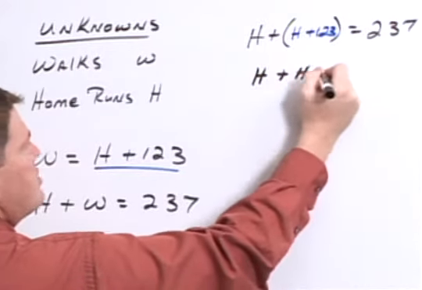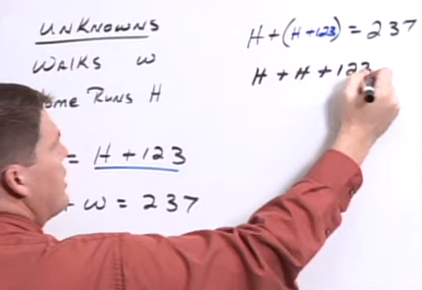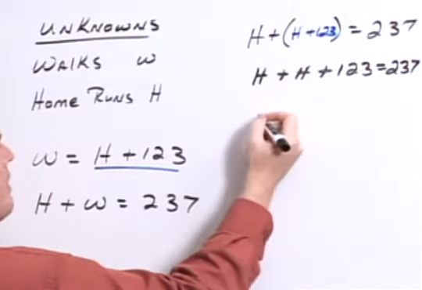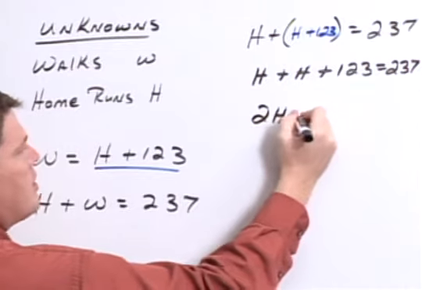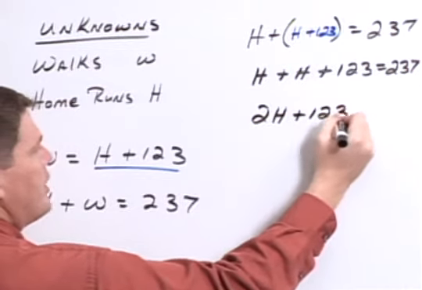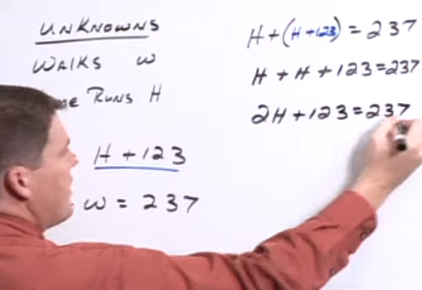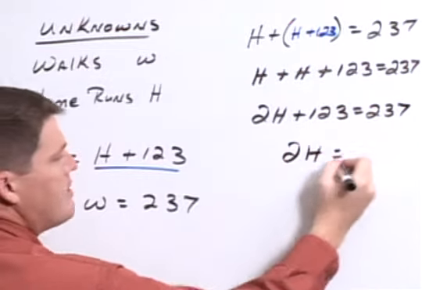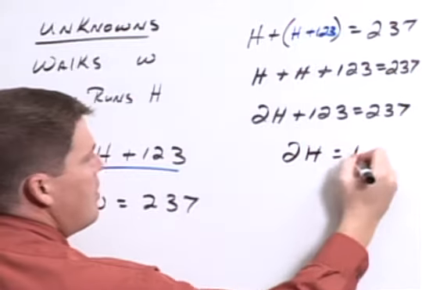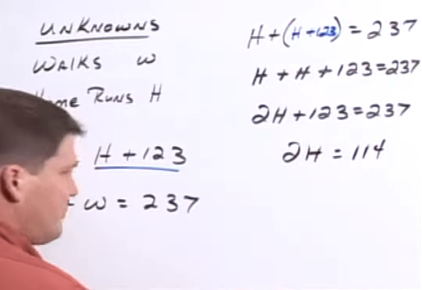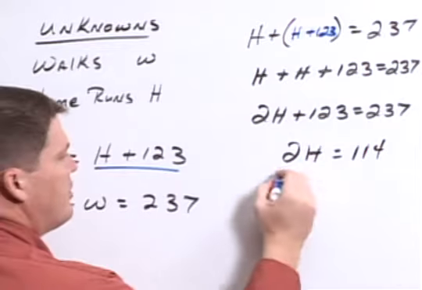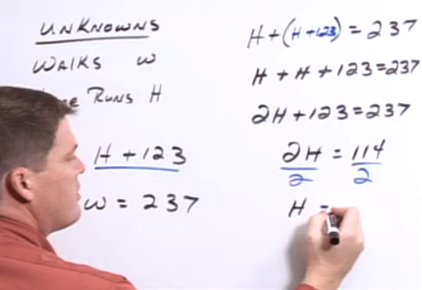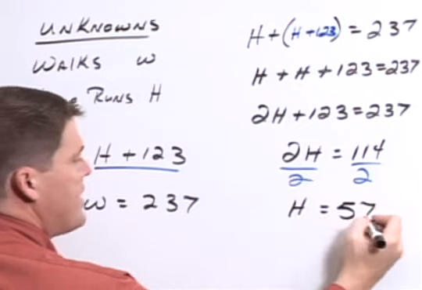H plus 123 equals 237. I can combine these to get 2H plus 123 equals 237. And I can subtract 123 from both sides so that I have 2H equals 114. Dividing both sides by 2, I find that the number of home runs, or H, equals 57.